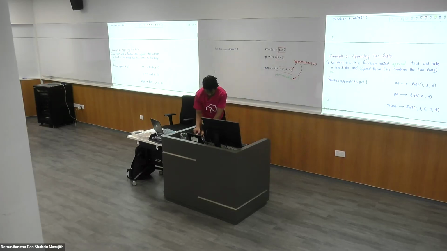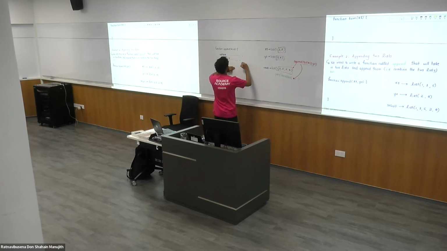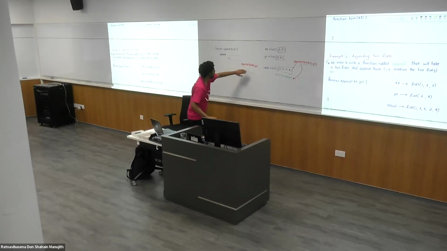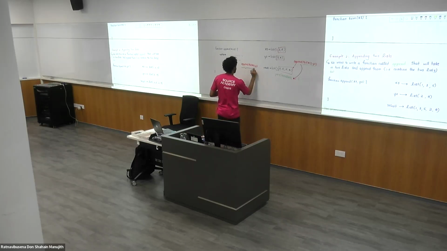So then we can just write the function. We have return, some base case. If something, then something. If not, now we have to figure out the general case. So what's the general case? My wish was append the tail of XS to YS. This thing is my wish.